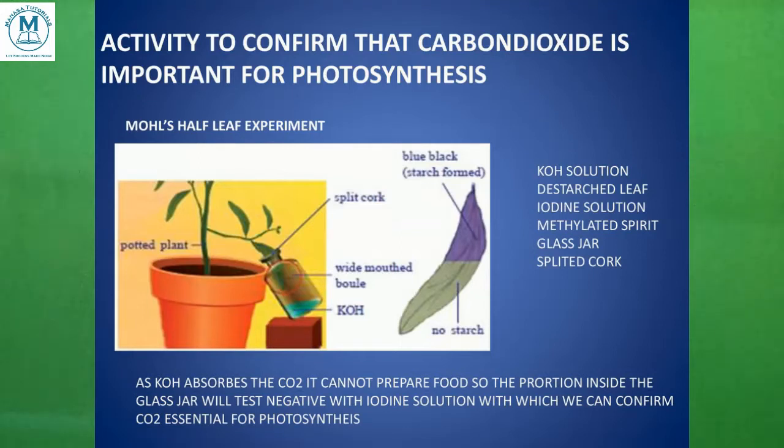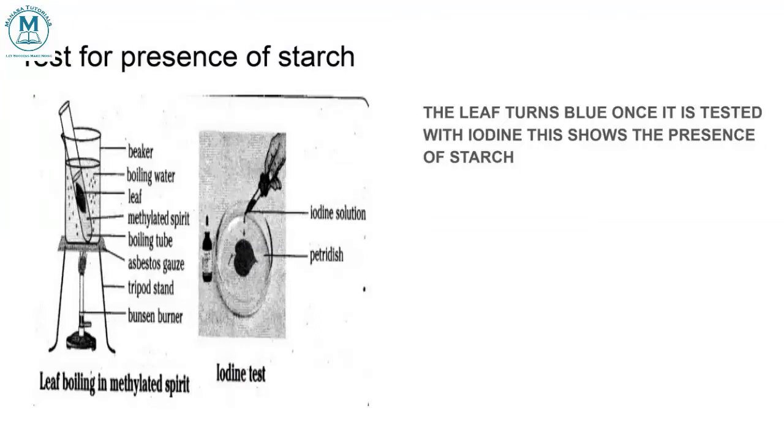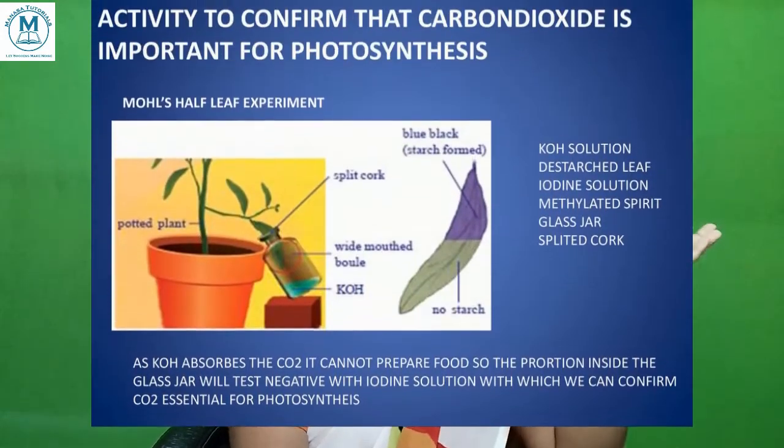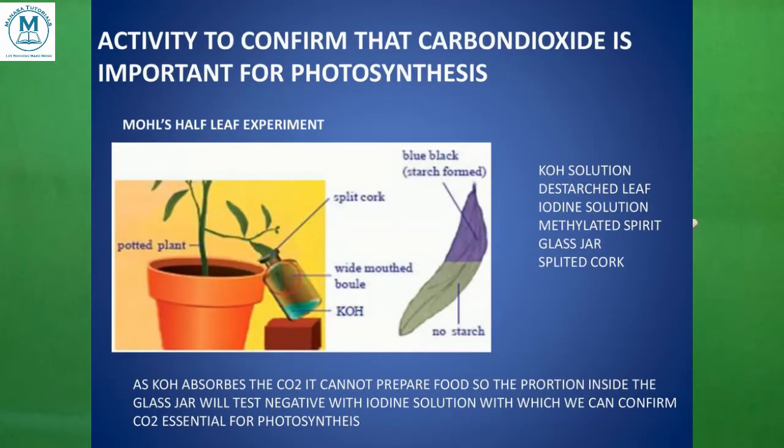When you place this and leave it for a while, what happens? Understood? After this process for a while, you remove that leaf from the plant. Then we perform a test with methylated spirit and iodine solution. The leaf which is introduced into the KOH bottle, and this plant, is kept in sunlight. Understood?